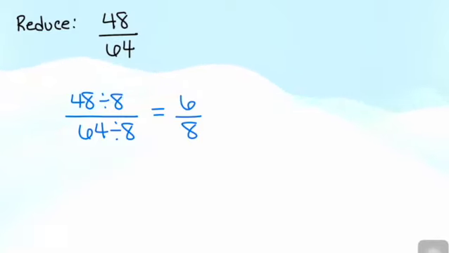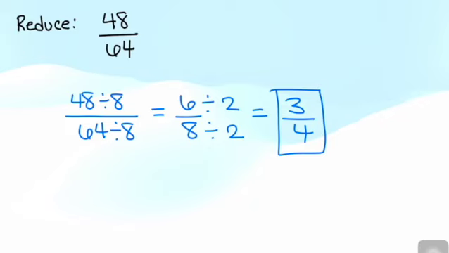And then I just have to keep going until there are no more common factors. 6 and 8 are both even numbers, so we can divide both of those by 2. That gives us 3 over 4, which is the exact same answer we got before. This reduces down to 3/4.